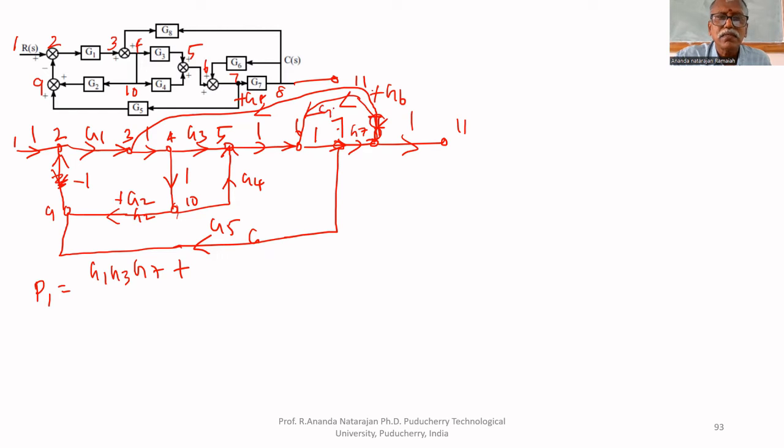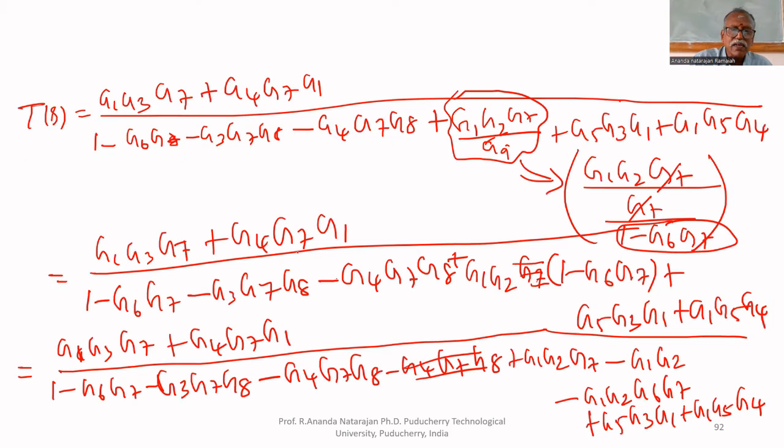That is G6. G6. Okay. Now forward path. This is one forward path: G1, G3, G7 plus G1, G4, G7. What is the numerator? G1, G3, G7 and G4, G7.